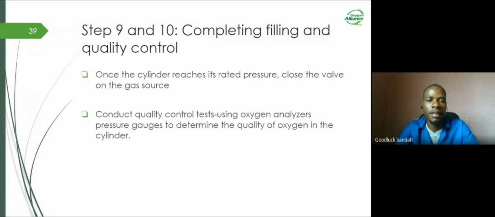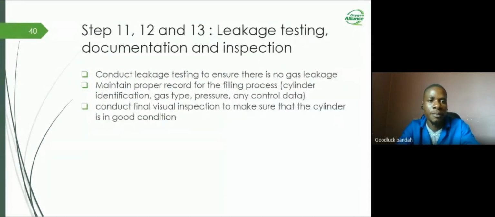Once the cylinder reaches rated pressure, it's important that we close the valve of the gas source. After closing, we should do a quality control test on the gas that was filled in our cylinders. There may be impurities that may lead to a decrease in the quality of the gas that is filled in the cylinder. So you want to make sure that you have the quality of the gas that is supposed to be in the cylinders. Now let's look at steps 11, 12, and 13.